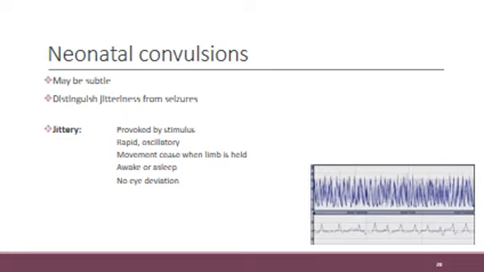The level of consciousness will be normal in a jittery baby, who is either awake or asleep. In convulsions, we often see altered consciousness with a post-ictal period. No eye deviation will be seen in a jittery patient, but it may be a sign of a convulsion if a baby has eye deviation.